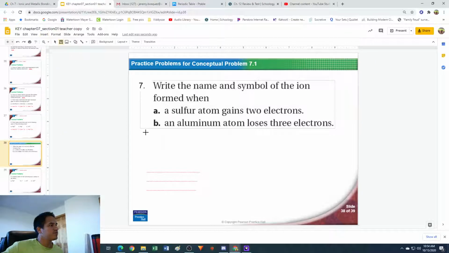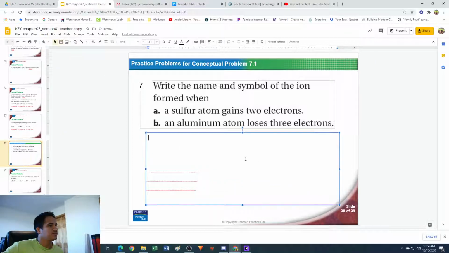Number 7, write the name and symbol of the ion formed when a sulfur atom gains 2 electrons.